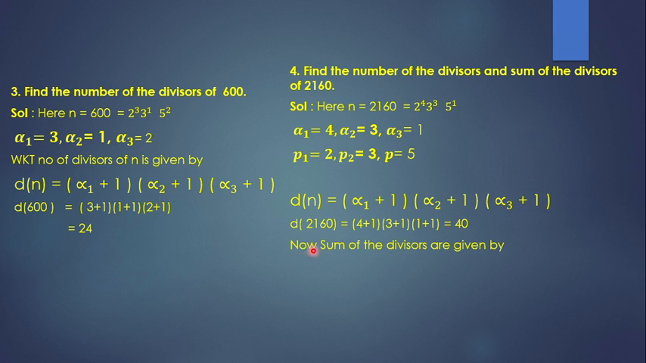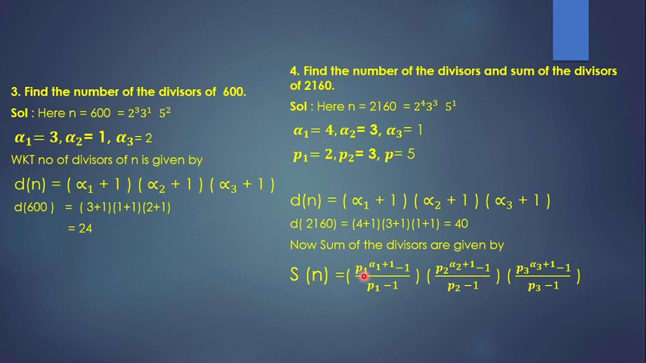The second part is to find the sum of the divisors of the given number 2160. That is, S of n equals this formula. Substitute the p values and alpha values and simplify. You have S of 2160, that is the sum of the divisors of this given number, equals 7440.